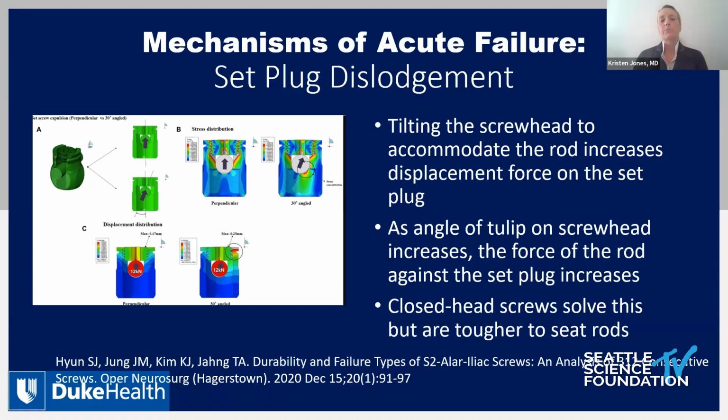But there have been multiple studies now, and this is one of them, that show that the more that you tilt an open screw head to accommodate the rod, you're actually changing the displacement force on the set plug. So you're actually increasing a point of strain that will lead to set plug failure more so. Of course, you can obviate that by using closed head screws, and that gets rid of this issue. But as all of us know, sometimes closed head screws, when you're trying to line up multiple points of pelvic fixation, can cause a challenge for accommodating just one rod.